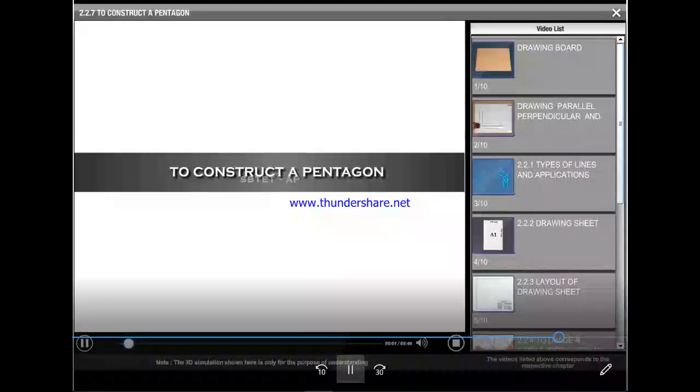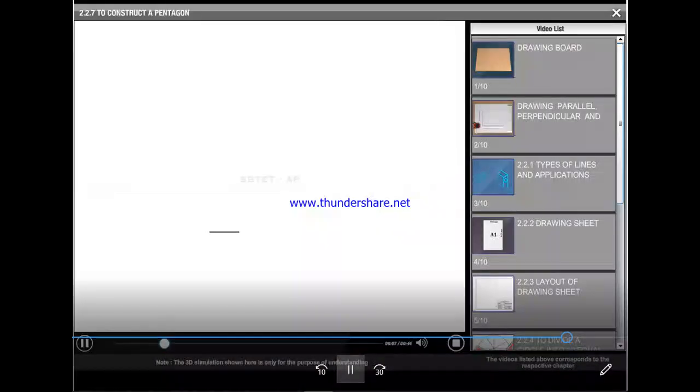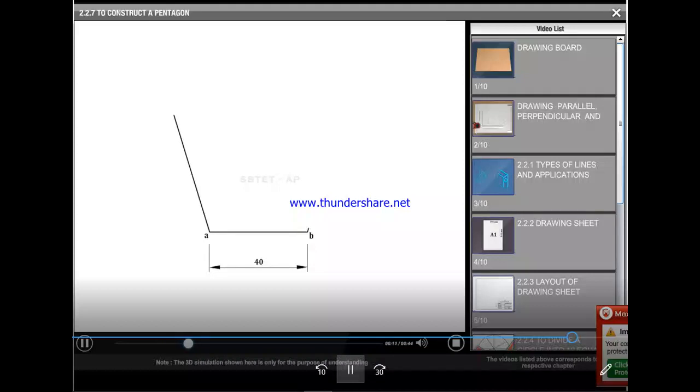In this video, we will see about the construction of a regular pentagon with one side horizontal. Draw one side of the pentagon AB. Now set an angle of 72 degrees externally from end A and B.